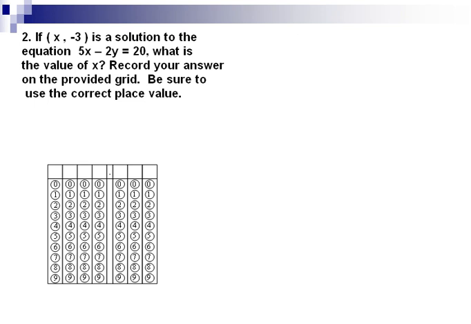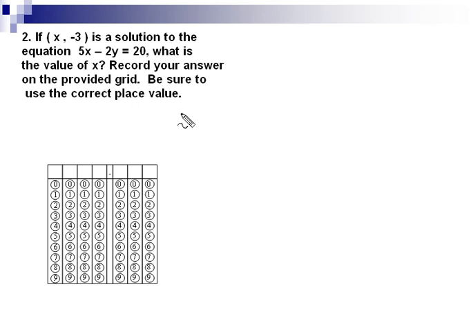Problem number 2. If the point x, negative 3 is a solution to the equation 5x minus 2y equals 20, what is the value of x? Record your answer on the provided grid. Be sure to use the correct place value. In order to find the solution, we need to put our equation in slope-intercept form so we can graph it.